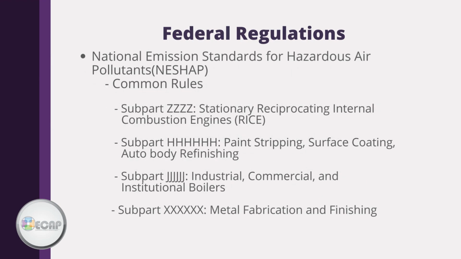Some more of the common NESHAP rules include Subpart ZZZZ for reciprocating internal combustion engines, 6H associated with paint stripping and surface coating operations, 6J for industrial, commercial, and institutional boilers, and 6X, which applies to 9 metal fabrication and finishing area source categories. It is useful to know these because being in any of these categories automatically means you may need to at least have a registration.